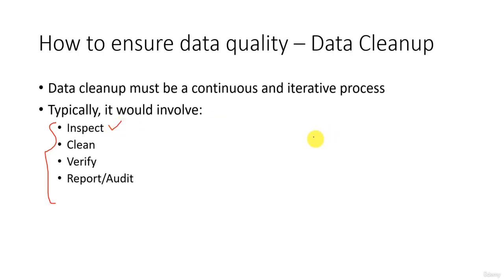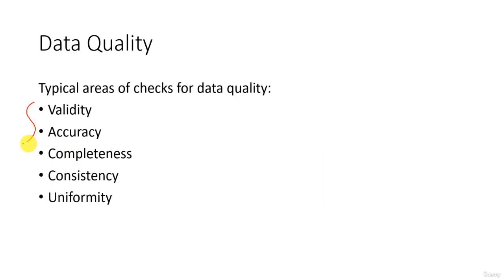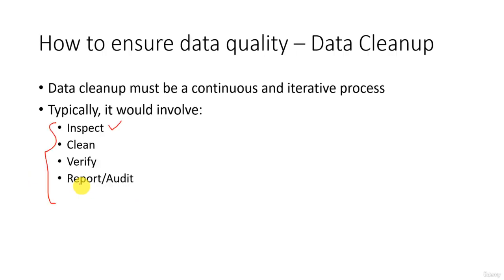Inspecting means checking our data against these 5 terminologies. Whether our data is valid or not, whether it is accurate, whether we have completeness, whether our data is consistent with each other, whether we have uniformity in our data. Against these 5 criteria, we need to check or inspect our data at first.